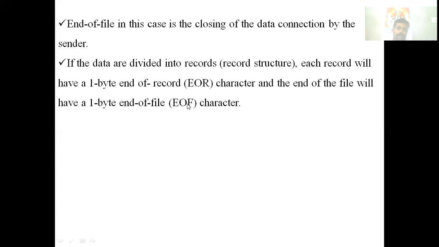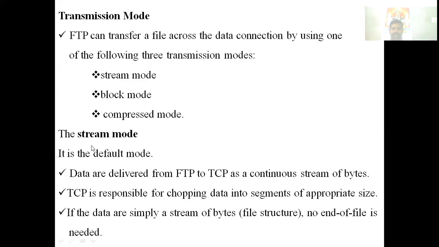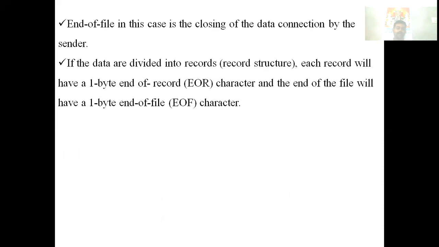So first one is stream mode. In stream mode, the default mode, data is delivered from file transfer protocol to TCP as a continuous stream of bytes, and TCP is responsible for chopping the data into segments. If the data is sent as a stream of bytes, no end of file is needed. So the end of file in this case is a closing of the data connection by the sender. If the data is divided into records, each record has a 1 byte end of record character, and end of file will have a 1 byte end of file character.